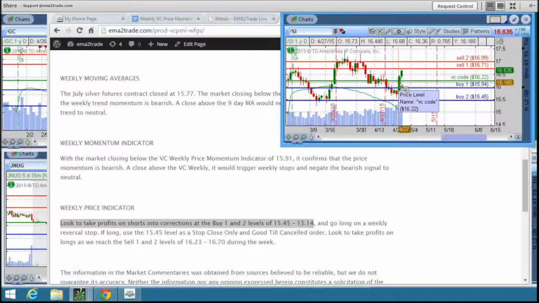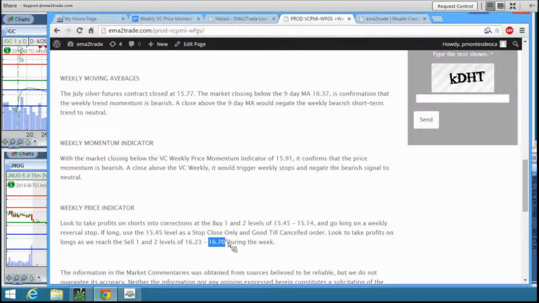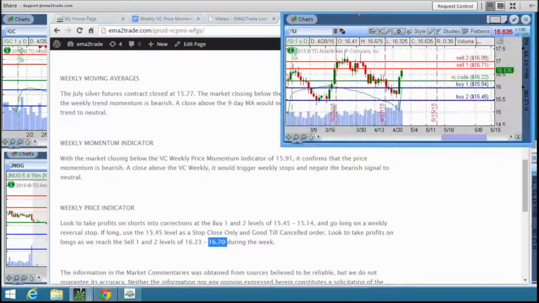With the market now closing above the daily VC code of 1622 and basically well above the weekly VC code, it looks like if we take a look at the targets zone, the high today was 1667.50, and this told you that the upper end of the target zone was 1670. So we are basically completing the movement that we saw coming into this week as we published the signals on Saturday for the swing trading in the gold and the silver market.